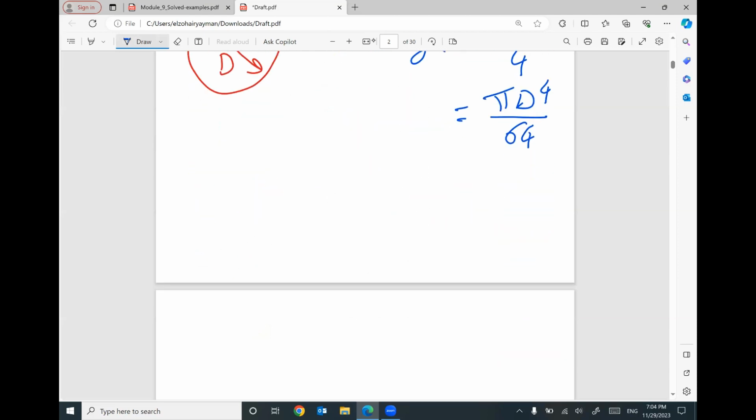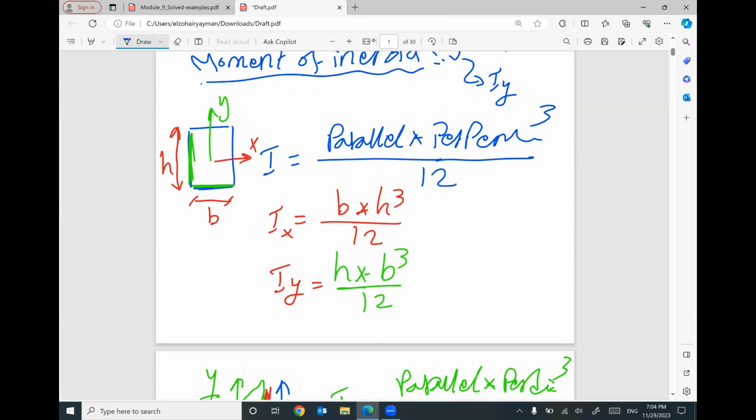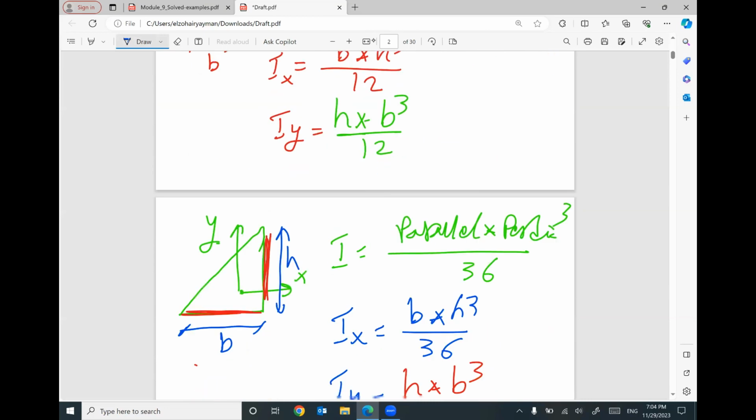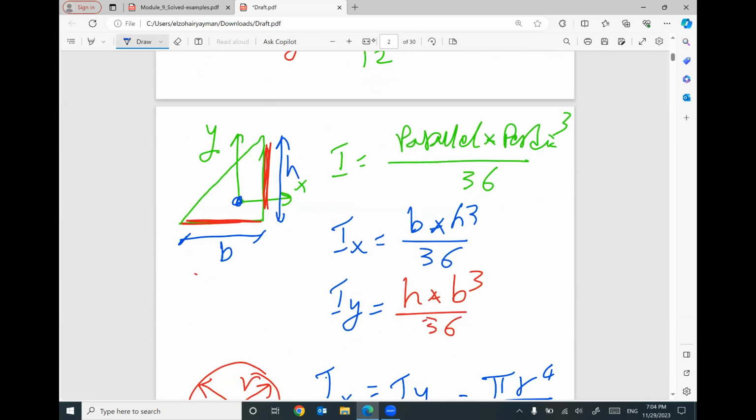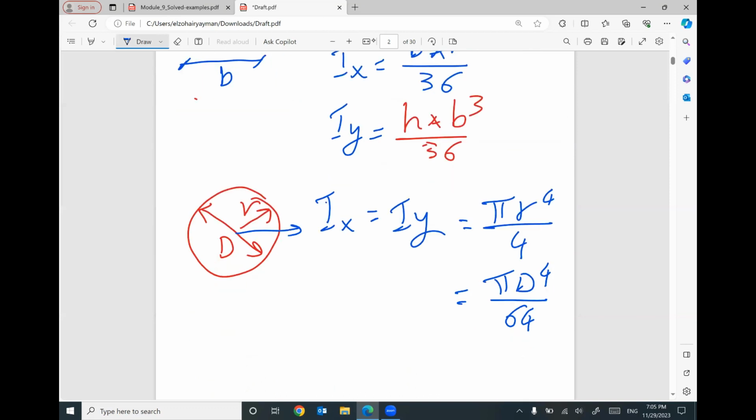And we learned also last meeting that to use these expressions, your x and y must pass through the centroid of the rectangle. X and y must pass through the centroid of the right angle triangle. X and y, both of them must pass through the centroid of the circle.